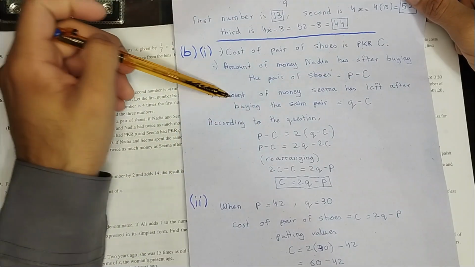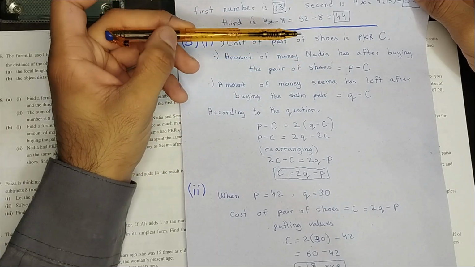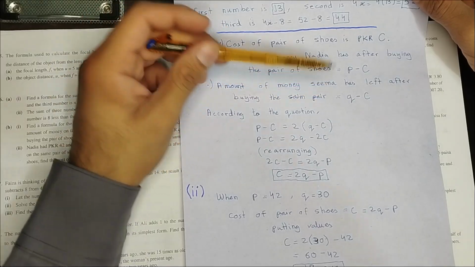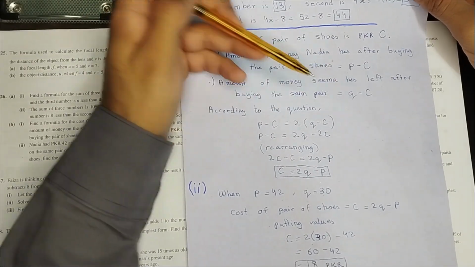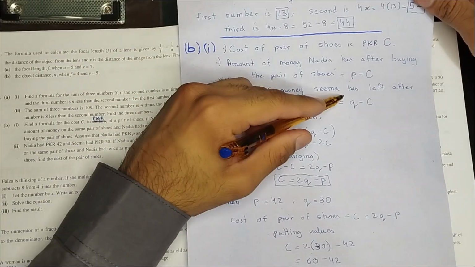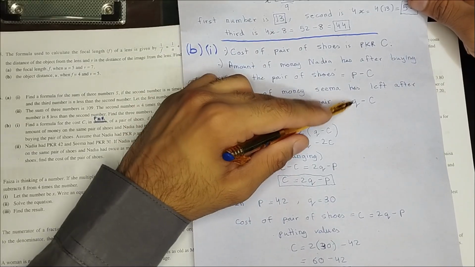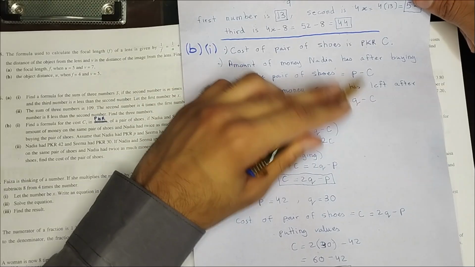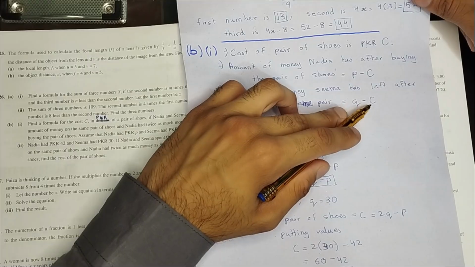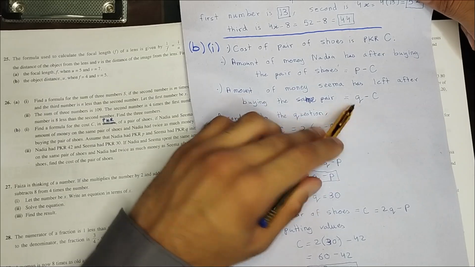The amount of money that Seema has left after buying the same pair of shoes is equal to Q minus C, because Q is the amount of money that Seema had initially when she came to the shop. After buying the pair of shoes, we subtract the price of the shoes from the amount of money she had. This is the amount of money she's left with.